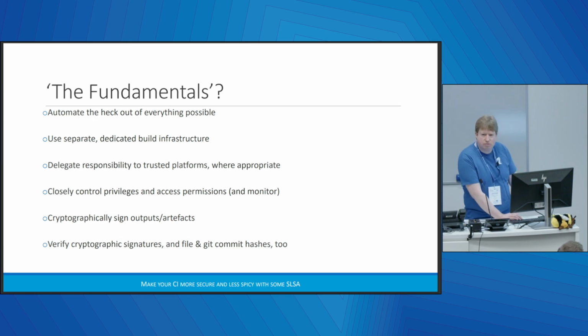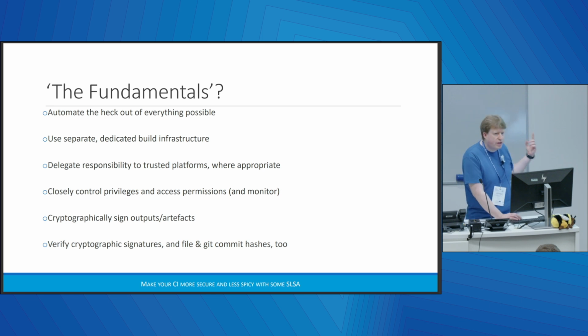And of course, importantly, closely control privileges and permissions and monitor for things suddenly going all wacky. I think most people should be pretty good at that, but you should only give people the power that they need. So give developers the ability to say, please run CI for me, not go in and screw with the runners themselves and that sort of stuff.